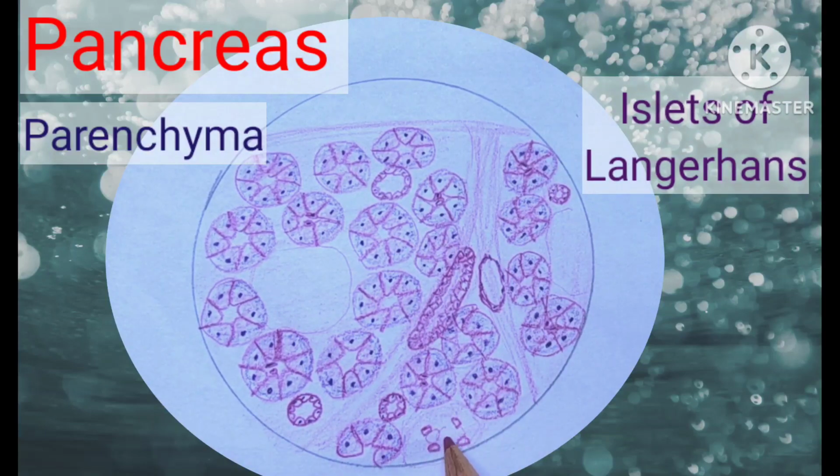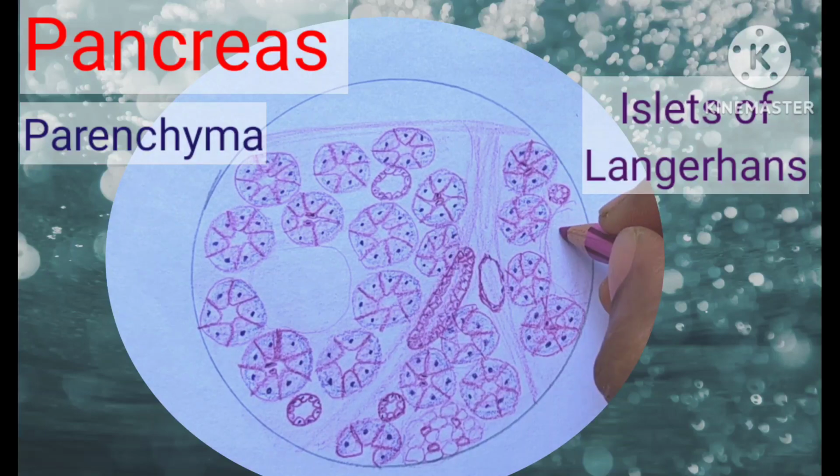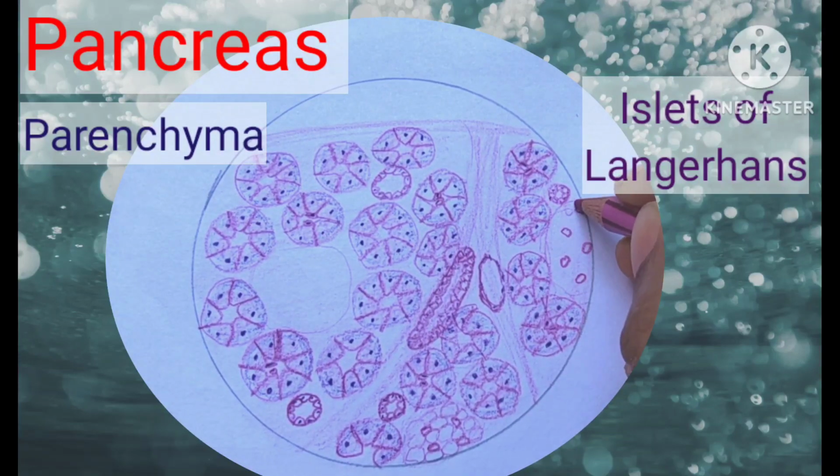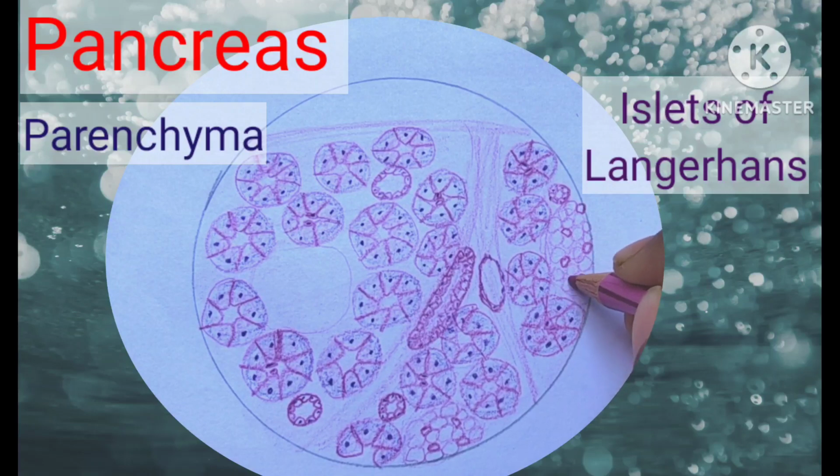Now coming to the endocrine part, as the name itself says, endocrine hormones like insulin and glucagon will be secreted directly into the blood. So there will be plenty of blood capillaries in between. The cells are similar to how you drew them in the thyroid, parathyroid and so on: polygonal, pale staining cells with a centrally placed nucleus.